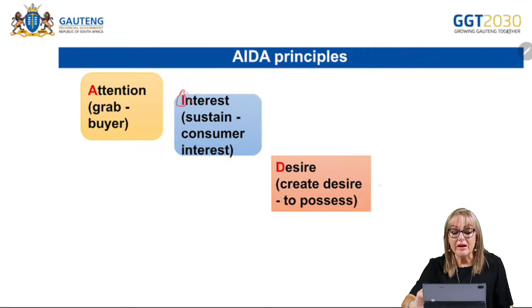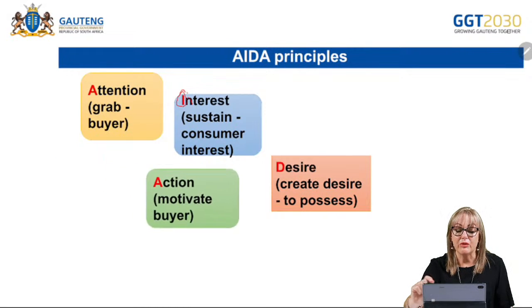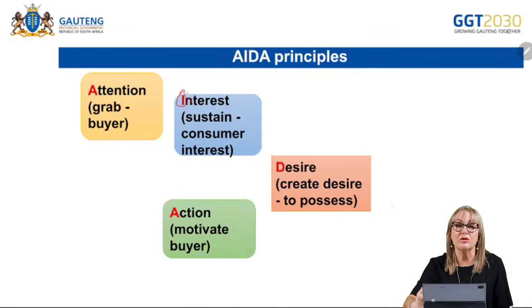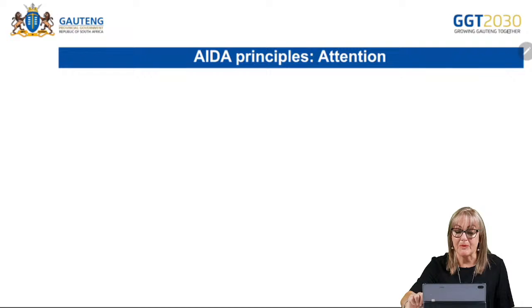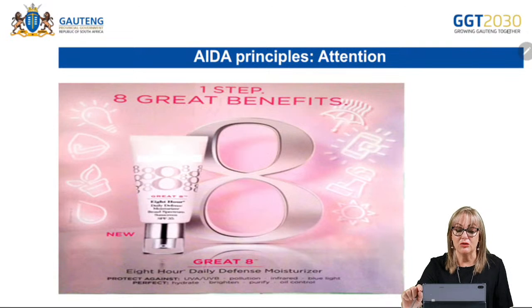Then the desire to obtain the product, to possess it, must also be created in the advertisement. And then lastly, the last A refers to action. They want you to get up from the couch and go somewhere and do something, either internet purchasing or going to the shops. Let's look at attention.